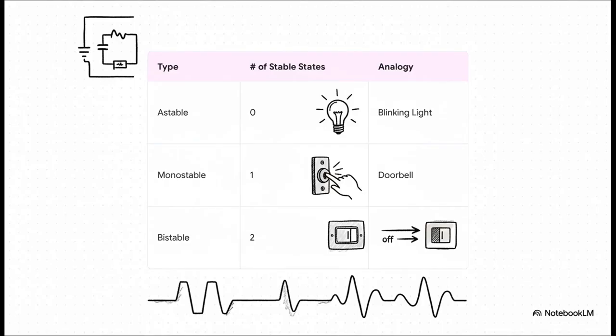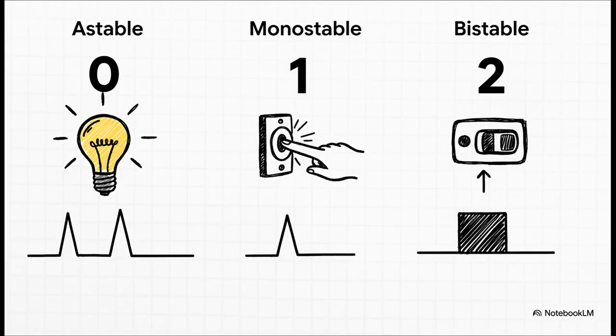Now this slide. This is a perfect cheat sheet for your exam. There are 3 main types of multivibrators. And the big difference between them is the number of stable or resting states they have. These real-world analogies are the perfect way to remember them. Let's break that down. First, the astable multivibrator has 0 stable states. It is never at rest, it's always switching back and forth, just like a blinking warning light.